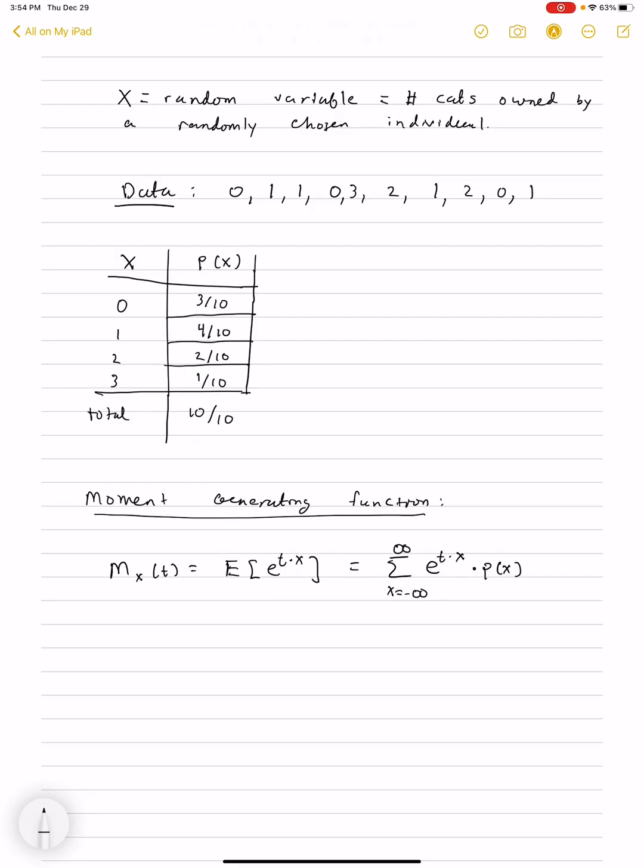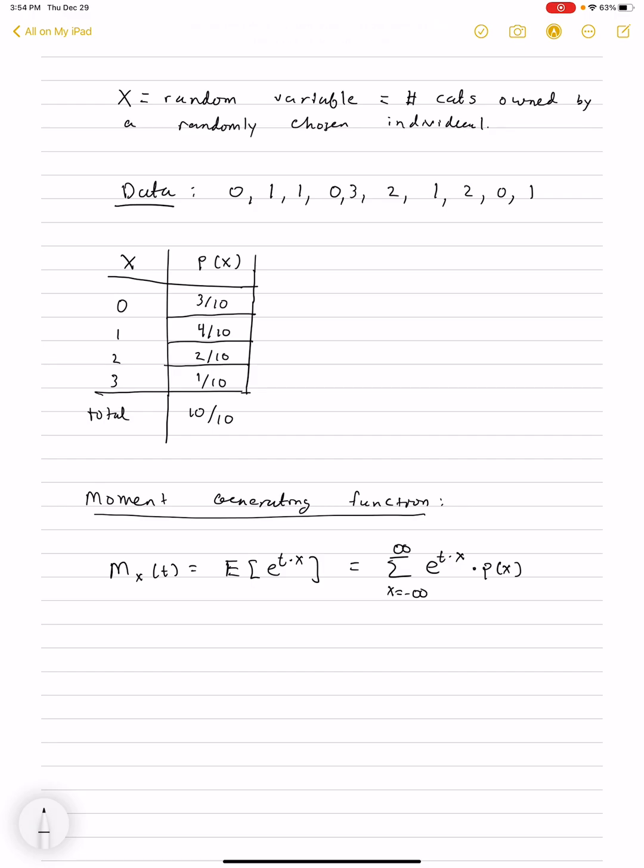Hi, today I want to talk to you about the moment generating function. We've considered this data of a discrete probability before, where x is the number of cats owned by a randomly chosen individual, so we'll use this probability distribution here.